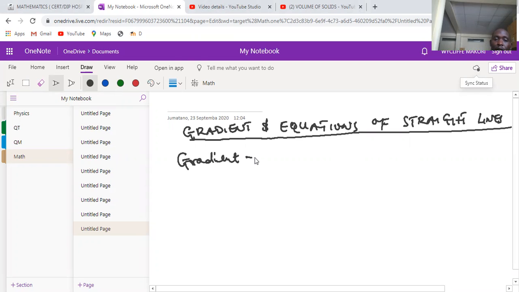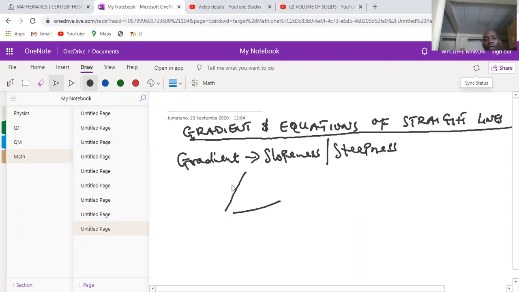So first of all, gradient is actually referred to as the slopeness, which also means the steepness of a line. How steep or how the line is sloping is basically what we mean by the gradient. Note that you can have a line that is sloping like this, and you can have another one that is sloping like this. This one has more gradient, or more steepness, than this line that is sloping like this. So we need to understand this particular concept, and actually we put it into mathematics.